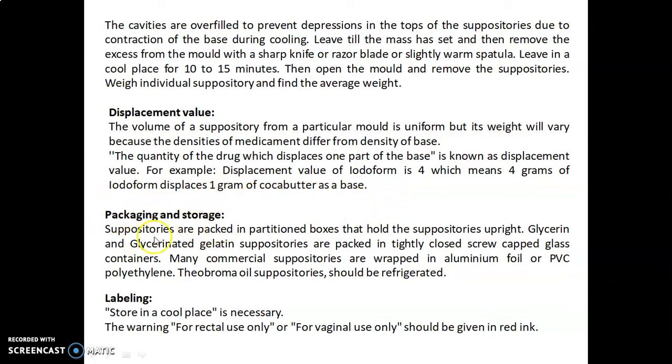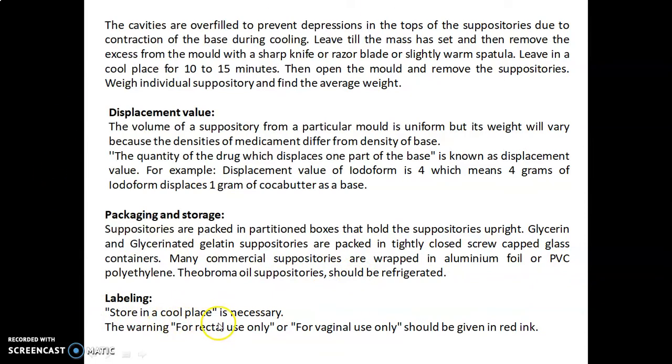Packaging and storage: suppositories are packed in partitioned boxes that hold the suppositories upright. Glycerin and glycerinated gelatin suppositories are packed in tightly closed screw-capped glass containers. Many commercial suppositories are wrapped in aluminum foil or PVC, that is polyvinyl chloride, or polyethylene. Theobroma oil suppositories should be refrigerated.